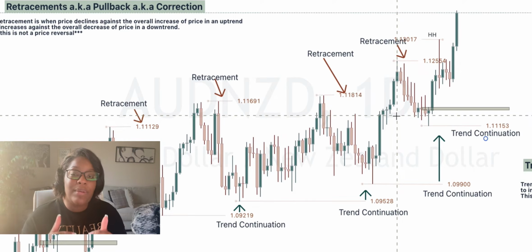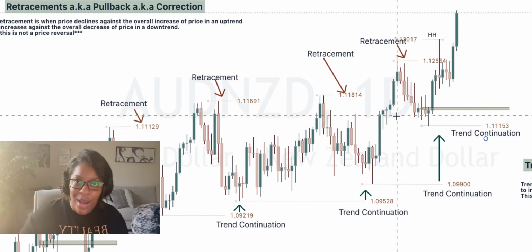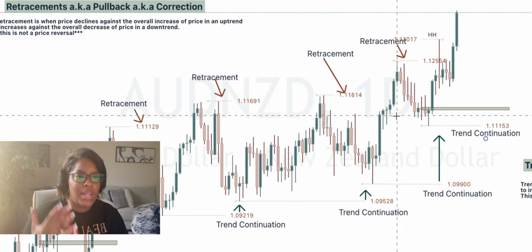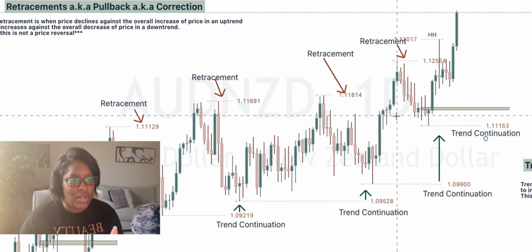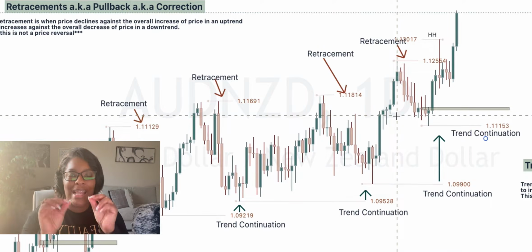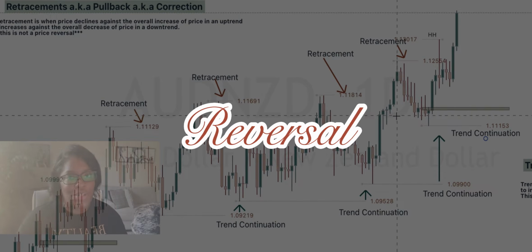Now, it's the same when price goes into a downtrend. It has those same 2 cycles. It has trend continuation and it has retracements. So if you ever wanted to know what are the cycles that create a trend, trend continuation, retracement, both in uptrends and downtrends. But let's talk about the other R word. And the other R word is a reversal. So let me show you guys what that looks like.